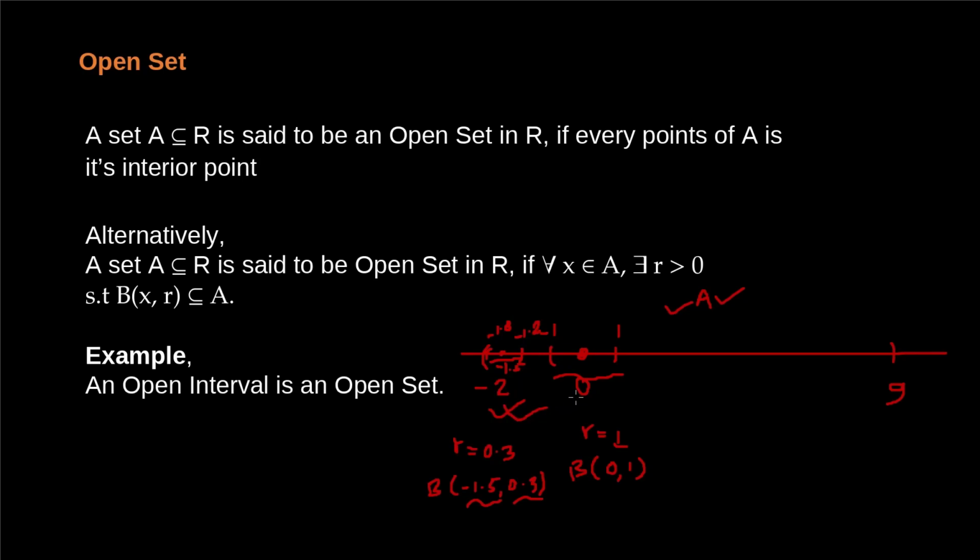So we can say that for any point of this set A we can always find an open ball, and that open ball entirely lies within the set A. Hence all the points of set A are its interior points. So we can say that the set A, which is an open interval, is an open set.